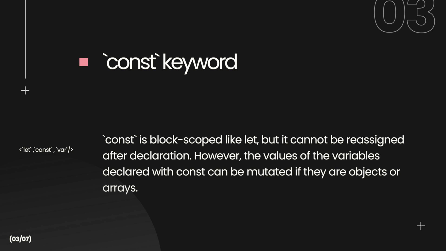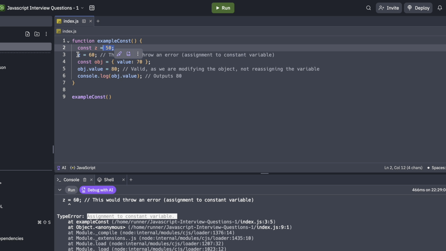So let's look at the last keyword, which is the const keyword. Const is block scoped like let, but it cannot be reassigned after declaration. However, the values of the variables declared with const can be mutated if they are objects or arrays. So let's take a look at an example. Over here we have a function example const, and inside we have a const variable z which is assigned 50. Now we cannot reassign z to 60 because it is a const variable.